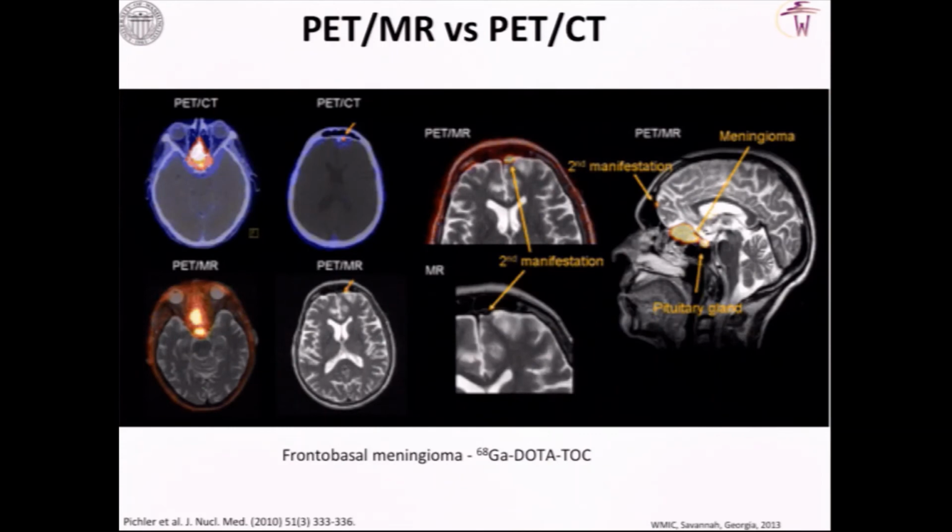But here's just, again, demonstrating the difference in terms of the soft tissue information that you get. On the bottom row here, you have the PET MR images, and the top row, the PET CT. And you can just see that there's so much more anatomic detail in the MR image than in the CT image.